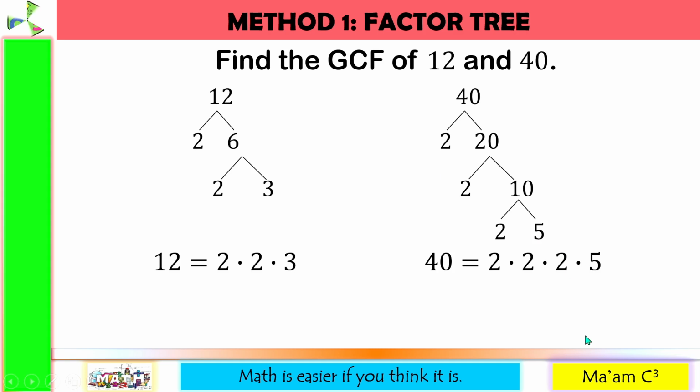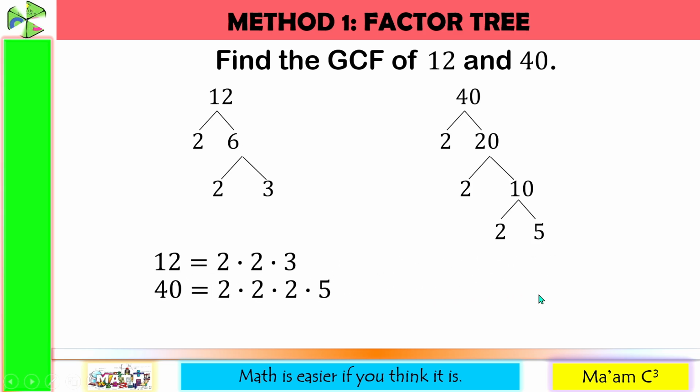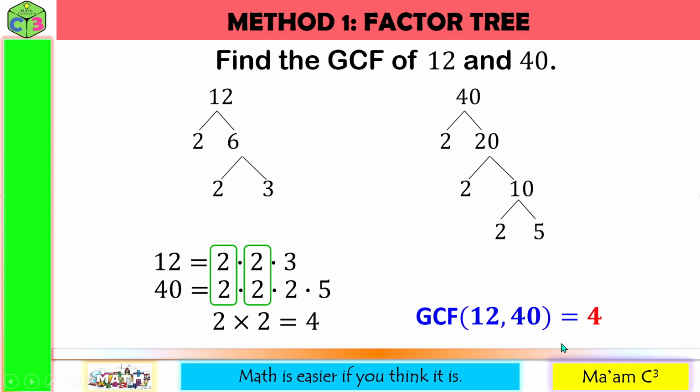To determine the GCF, I'm going to align the factors of the second number to the first one. And I'm going to look for a common factor. So I have here one set of 2, and another common is another set of 2. No other common number, so it means here is my GCF. Two sets of 2. 2 times 2 is equal to 4. Therefore, the GCF of 12 and 40 is equal to 4.